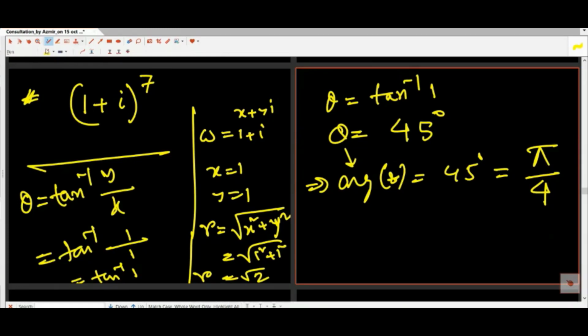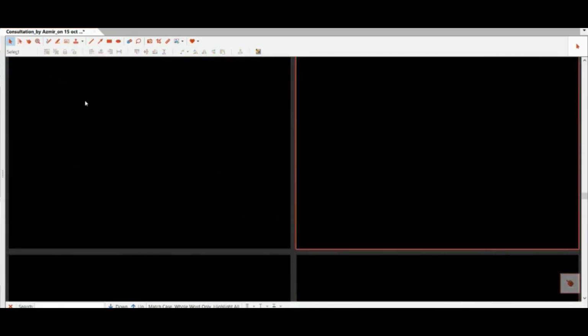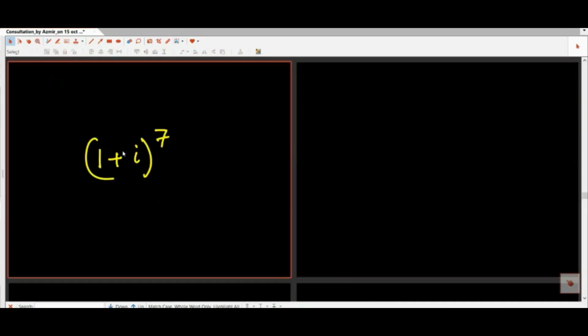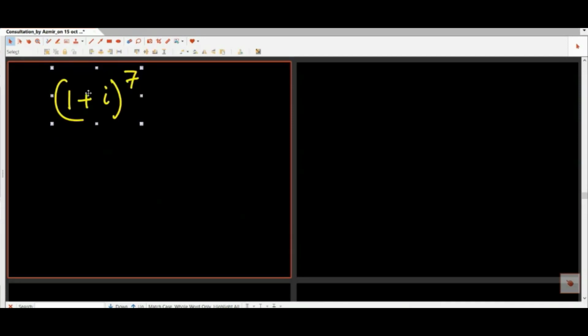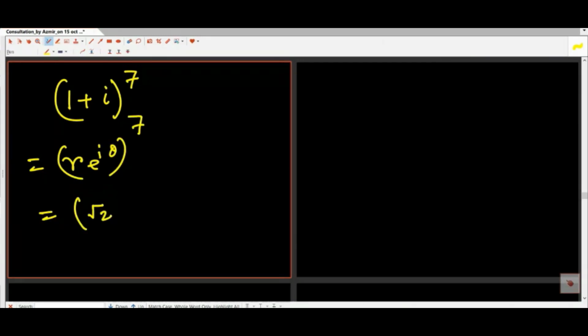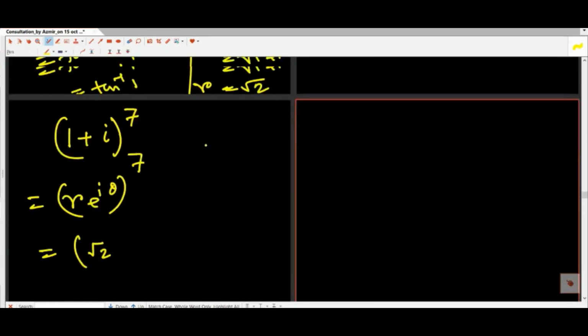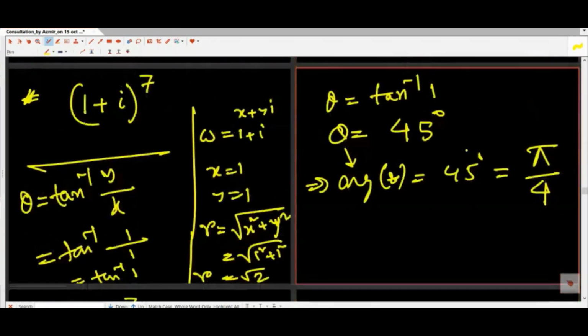So let us solve this. We have found the polar form. The polar form of this will be (r e power i theta) power 7. So r is square root of 2, and theta is pi over 4. One thing I need to mention here is that this time we are using the same formula, theta equals tan inverse y over x, and the result that we found is pi over 4.